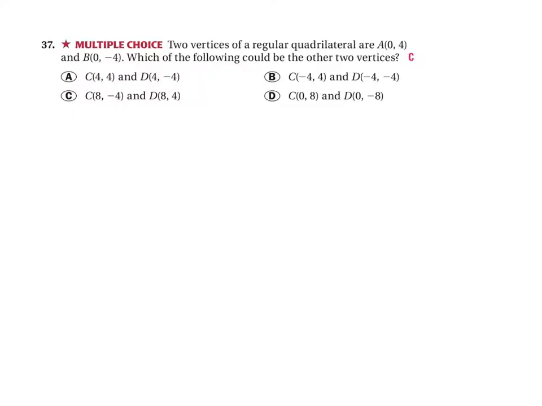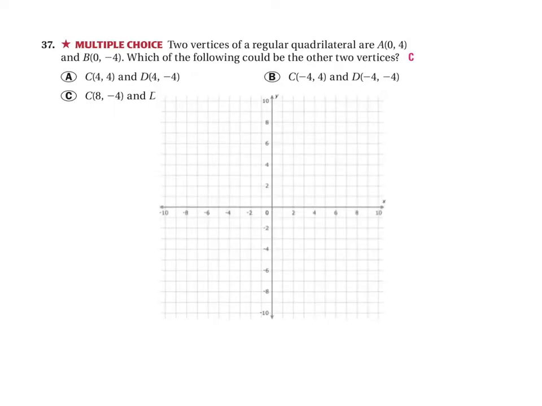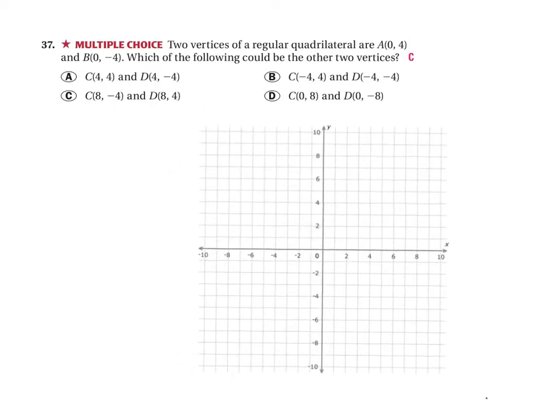So this says the 2 vertices of a regular quadrilateral are (0, 4) and (0, negative 4). Which of the following could be the other 2 vertices? So (0, 4), (0, negative 4). Okay. If these are vertices, then I've got this, okay? Now it says (4, 4), which would be here, and (4, negative 4), which would be here. It says it's regular, right? So if I do that, what's wrong with that? The sides aren't equal, right? The angles are equal, but the sides aren't equal.